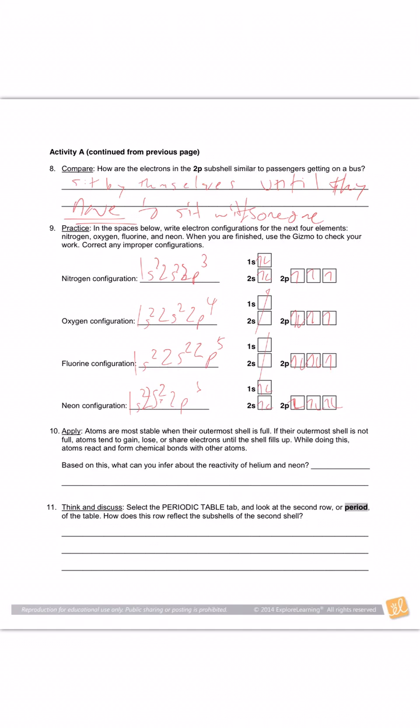What can you infer about the reactivity of helium and neon? They don't react, because they have a full shell. S and P, those 2 outer electrons are just there. How does this row reflect the subshells? A letter: S, P, and others, which you already know are D and F.